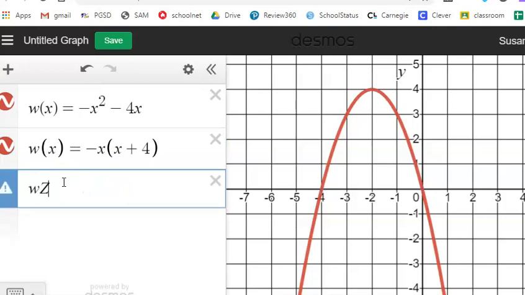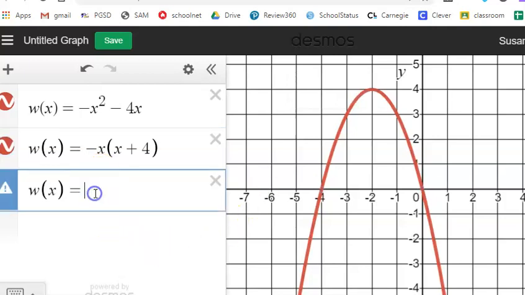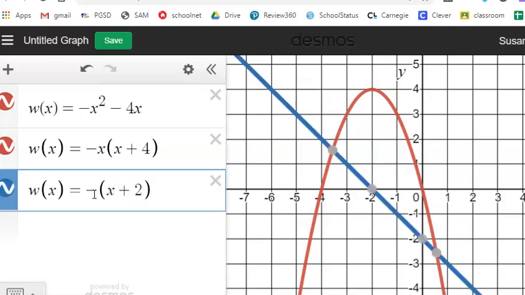This one's w of x equals. Now we need the vertex form. Alright, well let's click on the vertex and see what that is. Alright, it says -2, 4. So if I'm going to go left 2, I'll need an x plus 2 inside the parentheses. And then 4 means up 4, so I'll need a plus 4 at the end. So let's see, we'll start with the negative in front because they all have that. And so we're going to do x plus 2, we'll square that.